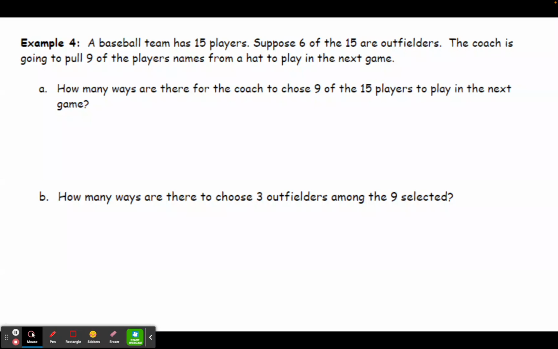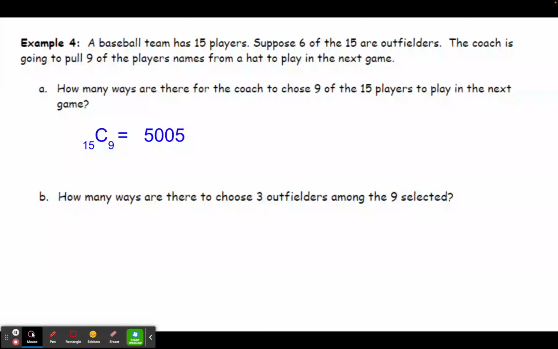Example 4, a baseball team has 15 players. And of these 15, 6 are outfielders. The coach is going to pull 9 players' names from a hat to play in the next game. Similarly to what we saw in example 3, in part A, the first one is the coach picking 9 from the total 15 players without paying attention to what position they play. So if he's going to choose 9 from the 15 players to play in the next game, 15 combination 9 would be 5,005 ways to do that.